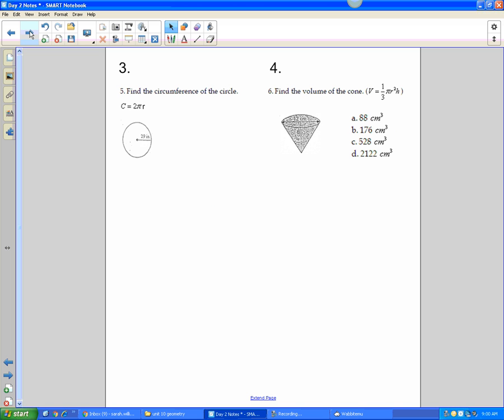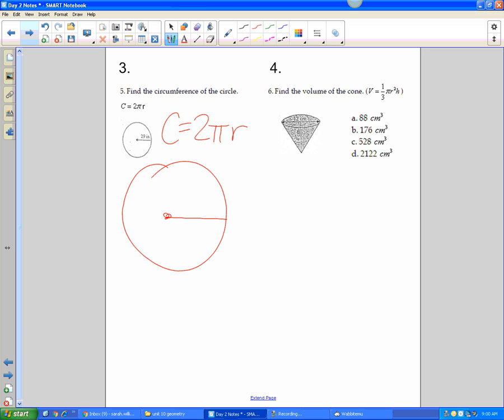All right, number 3. This one says find the circumference of the circle. And they give you the formula for that. C equals 2 pi r. And they give you this picture. All right, Jack, what did we say the R stood for? Radius. Good. Riley M., is this 29 the radius or the diameter? The radius. Good. So we're ready to go ahead and plug that in.